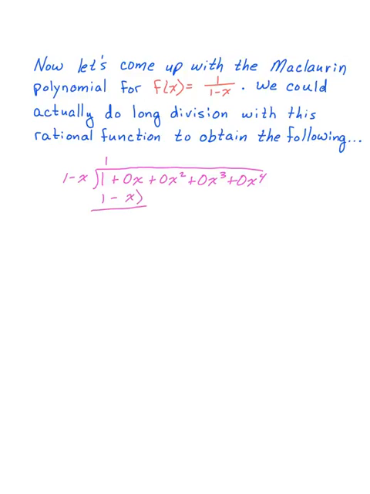Draw our line and subtract. That gives us a positive x, bring down the next term. So then we repeat the process and try to figure out 1 multiplied by what will give us this first term. And that is going to be a positive x. And so multiplying, that will give us x minus x squared. Subtracting this will give us x squared. Bring down the next term.